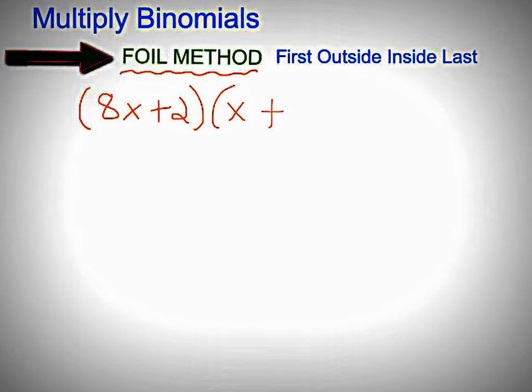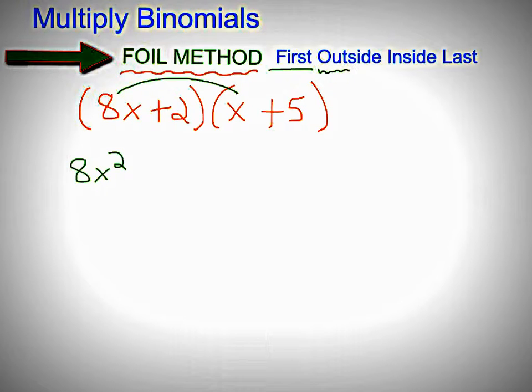So let's look at a problem. The binomial 8x plus 2, and then we're multiplying by x plus 5. Alright, so the first, outside, inside, last tells you the order in which you multiply the terms. First means that you multiply the first term in each binomial together. So 8x and x are the first terms in the binomials, and when you multiply them together you get 8x squared. And then outside you multiply the two outside terms.